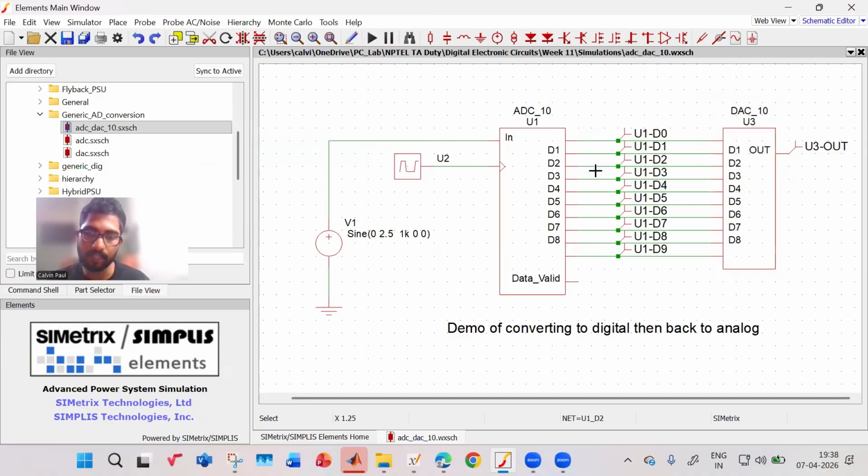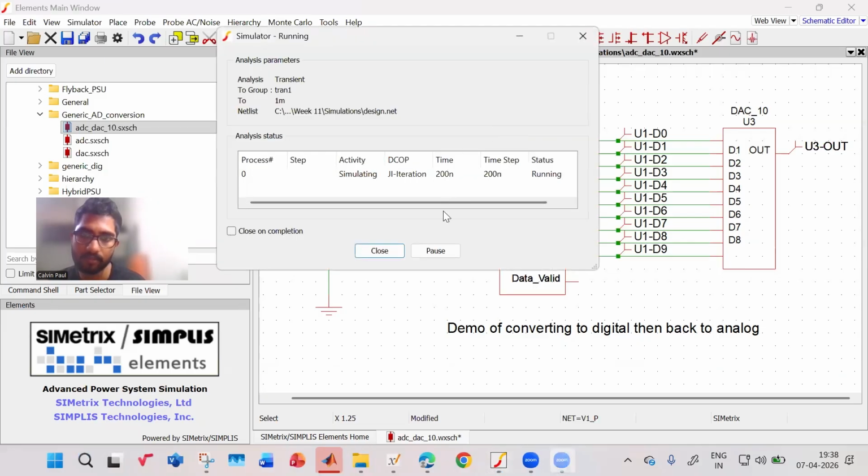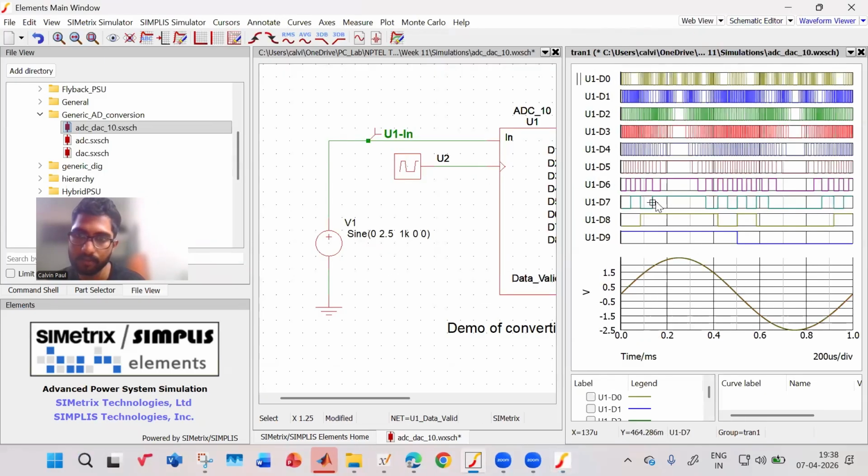So look at this. When you look at this, what do you see? You have an ADC block. You have a sine wave input voltage. Then all the bits of your ADC go one by one to a DAC, and that is generating an output. Let us say this is your input. Let me run it once. You'll understand.